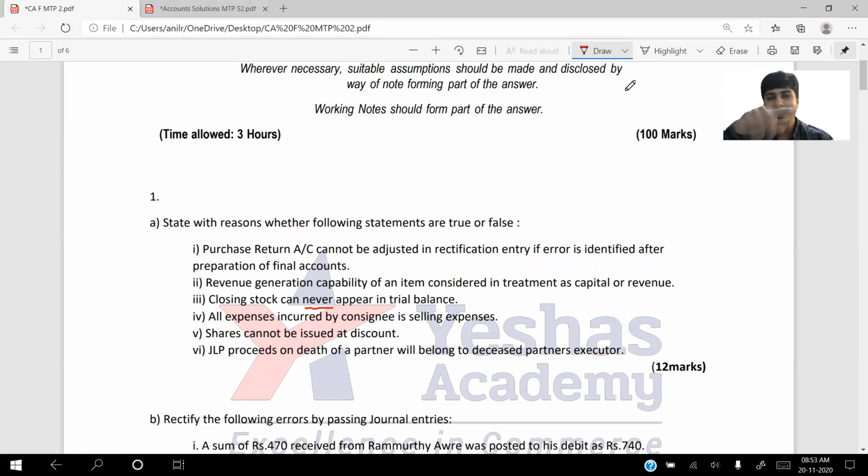Opening stock plus purchase minus closing stock gives us adjusted purchase or COGS, which is written on the debit in the trial balance. And closing stock, which is supposed to be written after the trial balance, is written in the trial balance on the credit side, because it will be posted to the balance sheet. The credit aspect of closing stock is being considered and adjusted with COGS. So the answer is, can never appear is false. It can appear in the case of adjusted purchase.